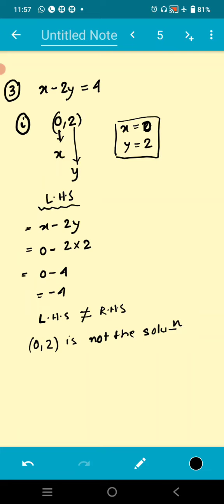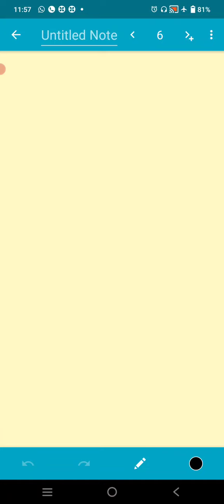Very easy. Okay. Now let's check the second one. This time the ordered pair is given as (2, 0). Now what is the equation given? x minus 2y is equal to 4.